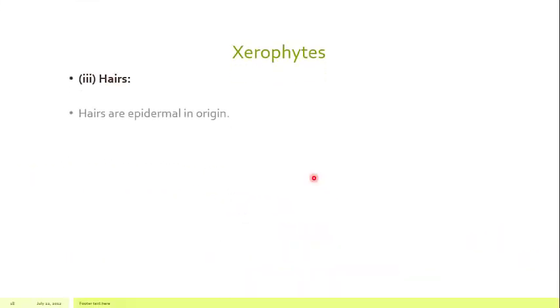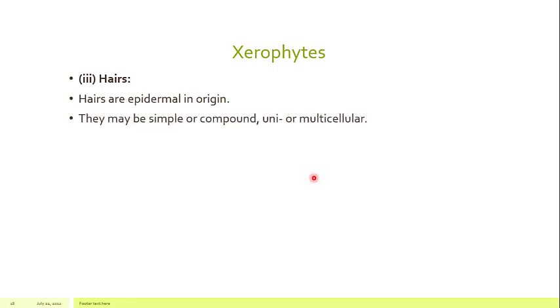Then there is the third category, which is the hairs. These hairs are epidermal in origin. As far as the hairs are concerned, they are present on the epidermis. These hairs may be simple or compound, unicellular or multicellular. So there is a variety of hairs present in the xerophytes. Mostly they are epidermal in origin; we can say that they originate from the epidermis. They do not originate from the inner structure of the leaf.